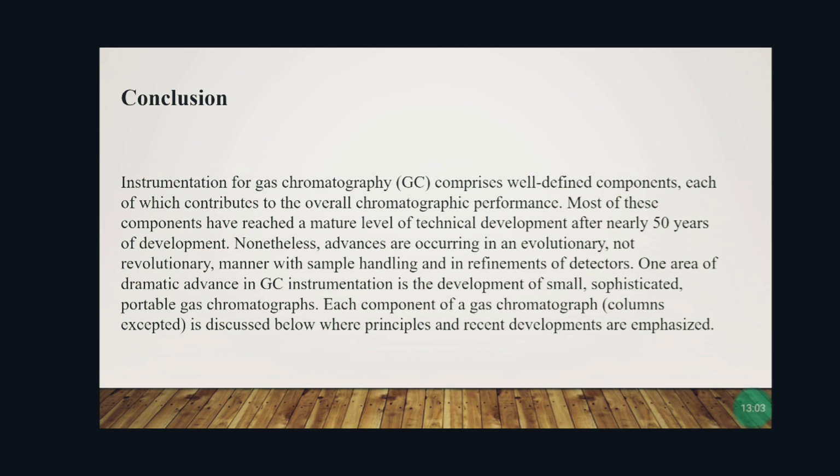Conclusion. Instrumentation for gas chromatography comprises well-defined components, each of which contributes to the overall chromatographic performance. Most of these components have reached a mature level of technical development after nearly 50 years of development. Nonetheless, advances are occurring in an evolutionary, not revolutionary manner, with sample handling and in refinements of detectors. One area of dramatic advance in GC instrumentation is the development of small sophisticated portable gas chromatographs. Each component of a gas chromatograph, that is columns excepted, is discussed below where principles and recent developments are emphasized.